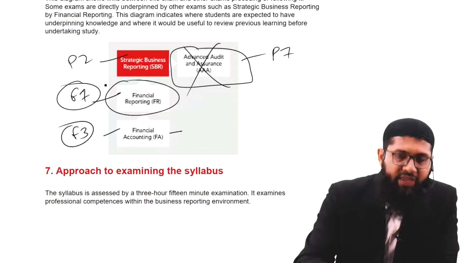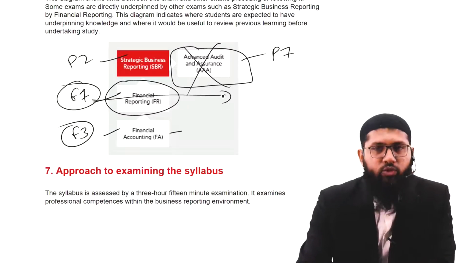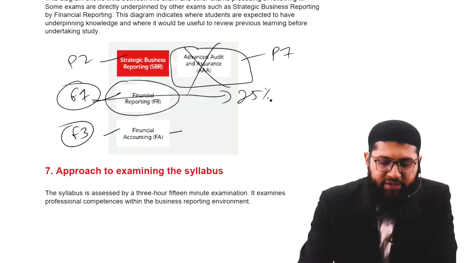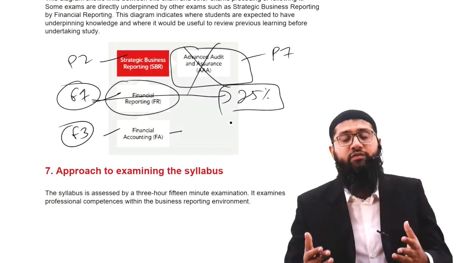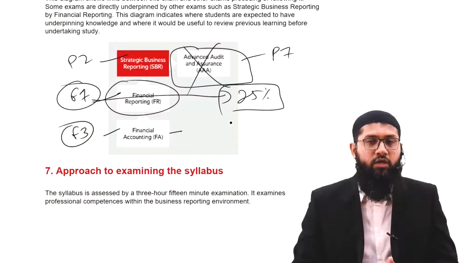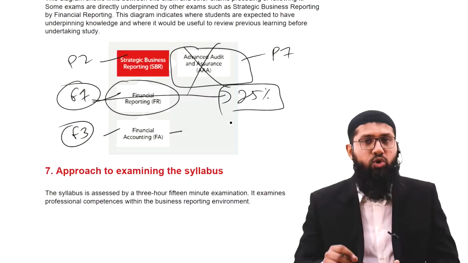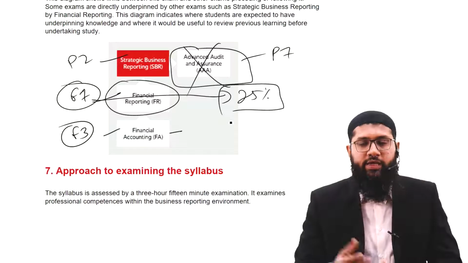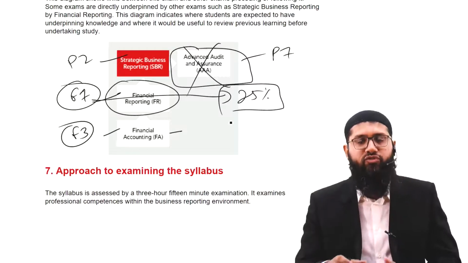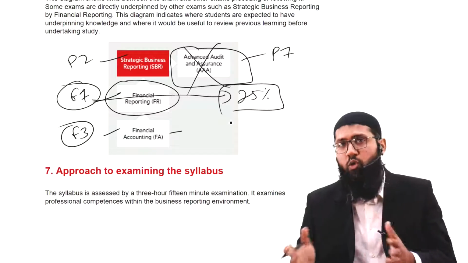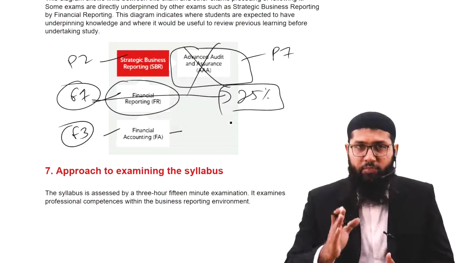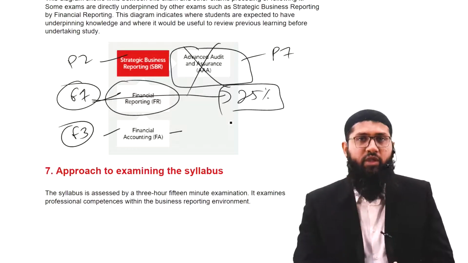So when it comes to the SBR level, let me guide you. Approximately 25% of the paper is based upon the areas that you have studied at the F7 level. So it is important that you know what you have studied at F7. You should be able to apply those to different scenarios, and then you will be able to succeed. Otherwise, you won't be able to succeed. So it's important that you know the F7 level knowledge.